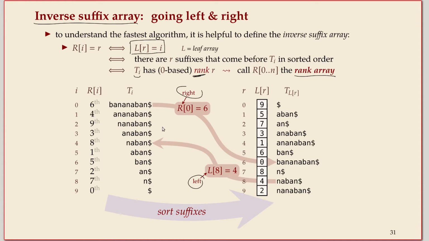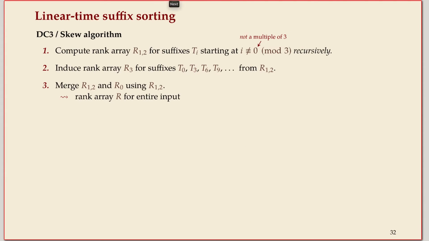There was a lot of time on a very simple definition, but I hope you keep in mind this right and left, leaf and rank, because that's what will pop up next. It turns out that fast suffix sorting is much easier if you compute this rank vector instead of the suffix array directly. But it's fine, we can compute one from the other by an easy linear time algorithm. Okay, and there it is.